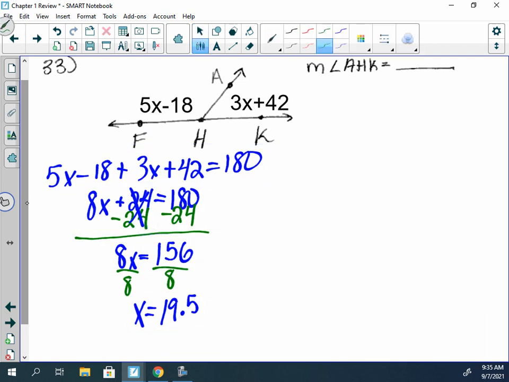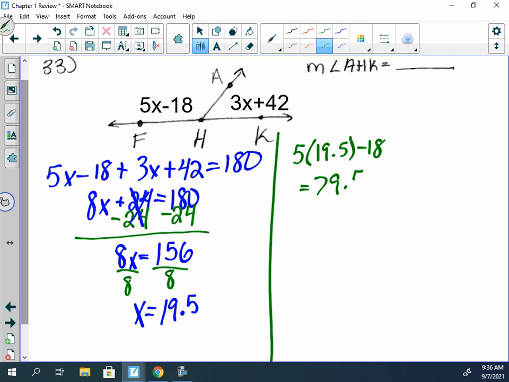Any questions on how we found the value of x? Then what can we do? We can take that and plug it back. Again, we can do 5 times 19.5 minus 18. And then we did the same with the other one. 3 times 19.5 plus 42.